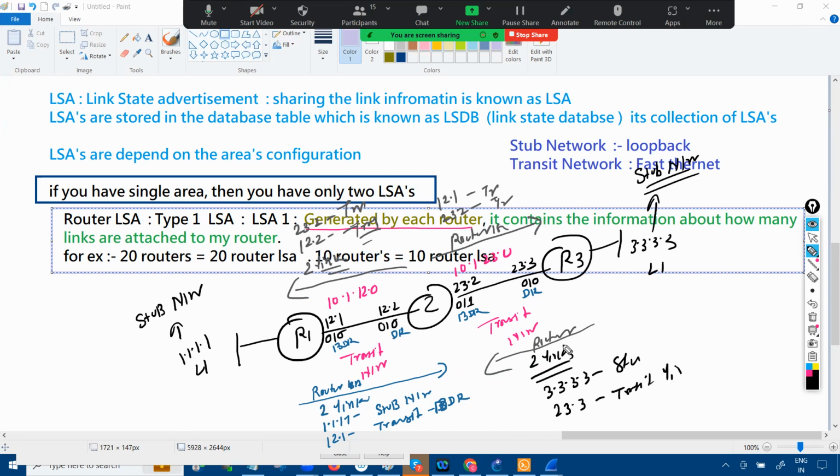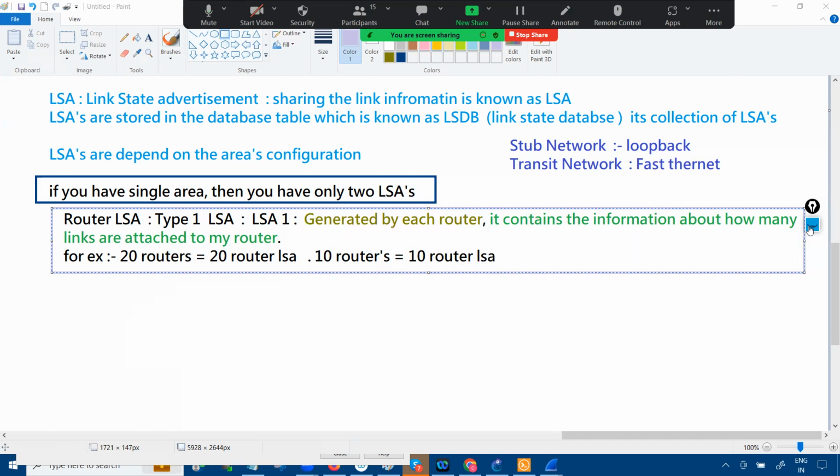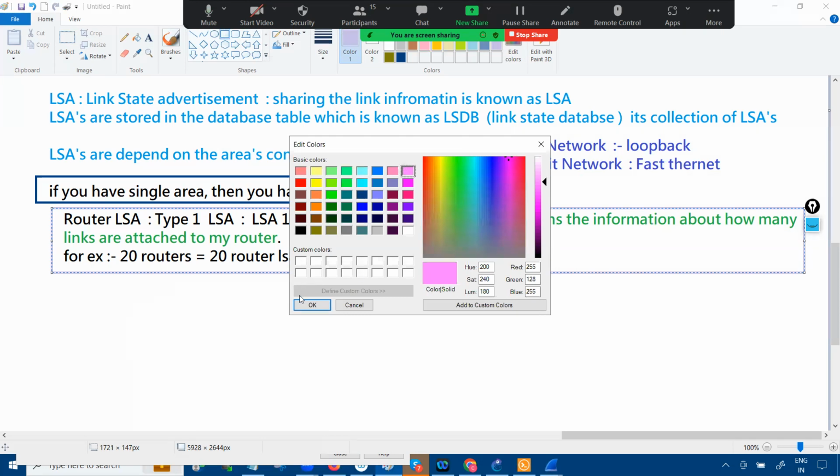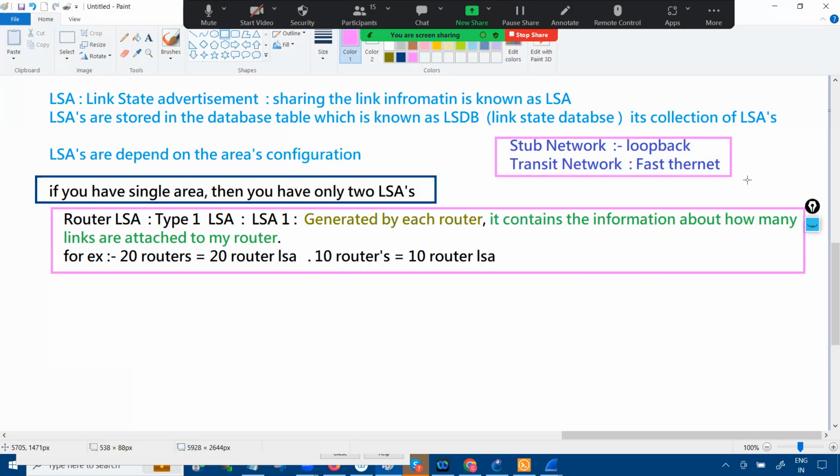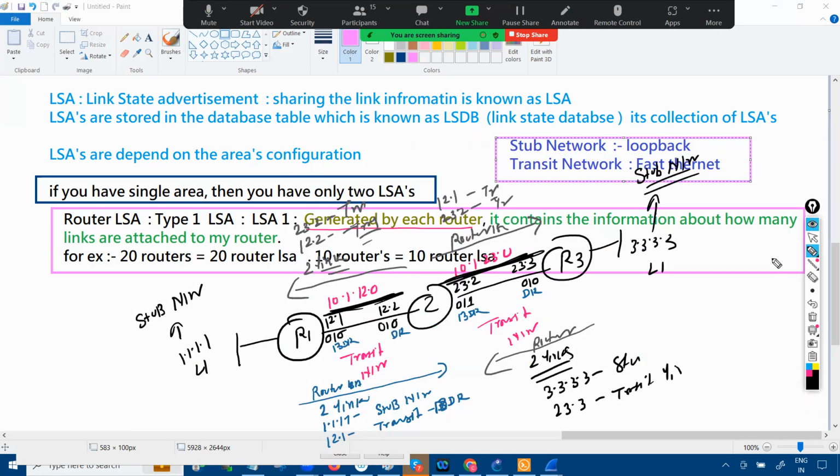Why do I call it a transit link? Because through this particular link, I can send my data traffic. That's why we call it a transit link, transit network. I hope everyone has understood this part, the meaning of these two terms, the transit and stub network concept.